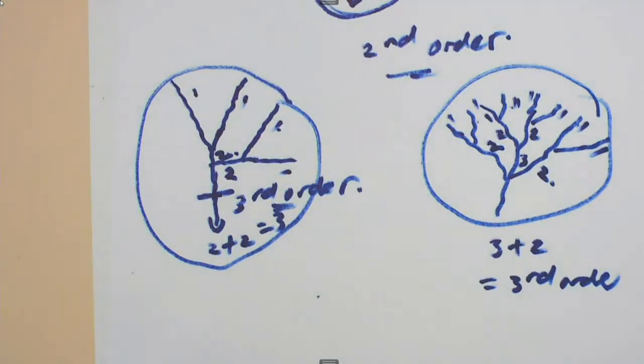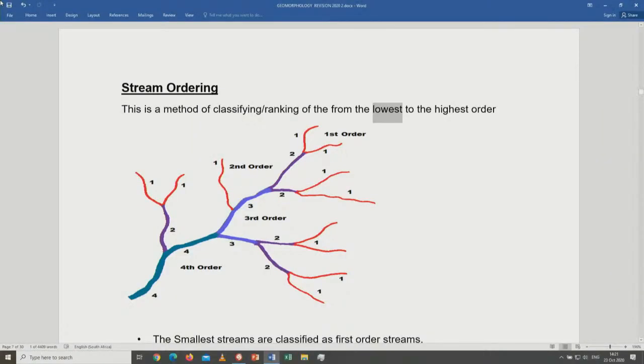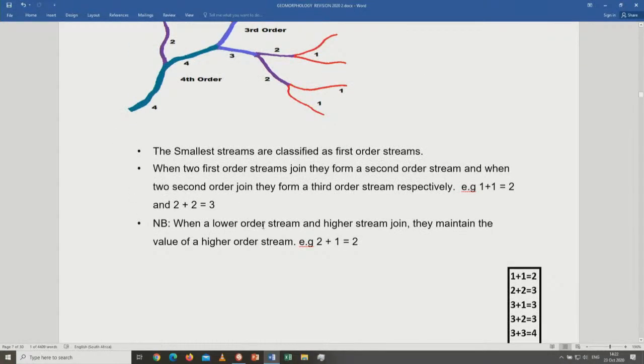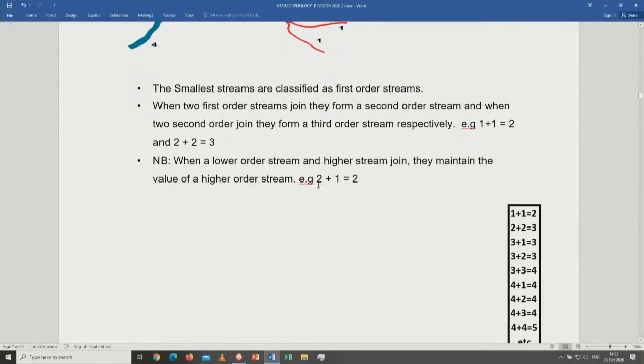The order will remain the same. So let's look here. When the lower order stream and the high order stream join, they maintain the value of the high order stream. They make an example there. 2 plus 1 is 3. No, 2 plus 1 is 2. So that means now the order will remain the same only when the low order stream and the high order stream join. So immediately when they join, then the order remains the same.